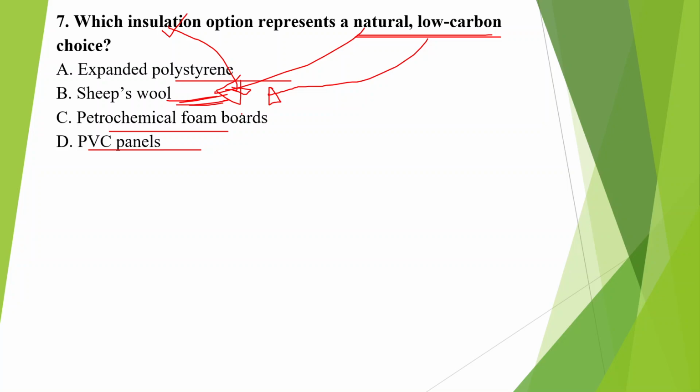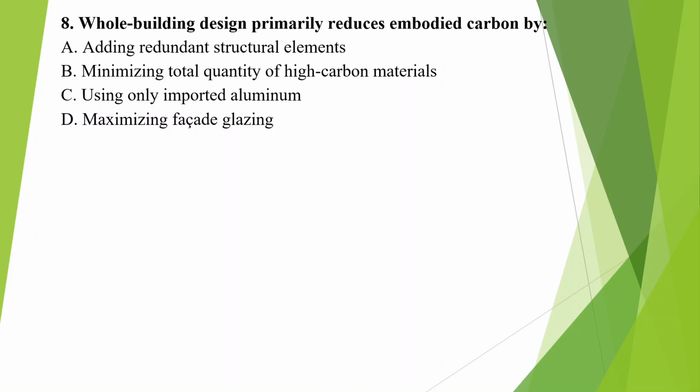Other options that could also have been the correct answer for this question are cellulose and wool. These also come under good insulation options and natural low carbon choices. If some other options like cellulose, wool, hemp had been given, then all of the above could also have been the correct answer. But here only B is the correct answer. Okay, so let's move to the next question then. Question number 8. Here is question number 8 for all of you.